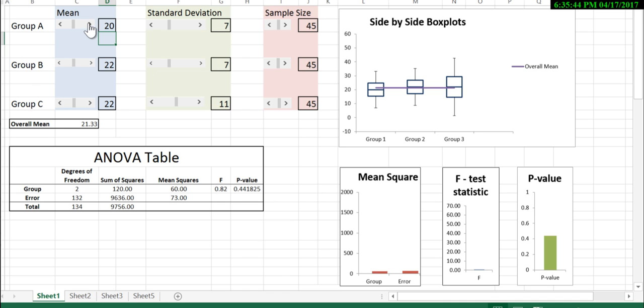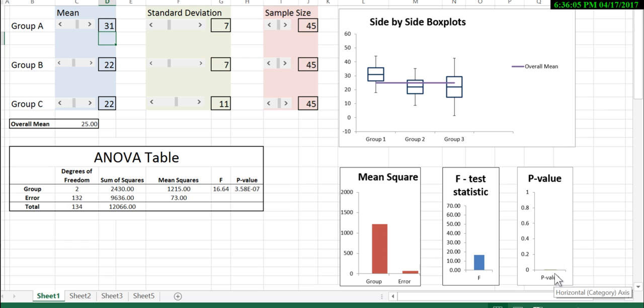So let's make our means a little bit separate. Let's move the mean for my first group up a little bit higher. And notice as it gets higher, that variation, or the mean square for the group, the difference in the group, starts to get really big. And my f-test statistic is getting really big, and my p-value is now so small I can't see it anymore. And so you can see that these population means are probably, at least one is different.